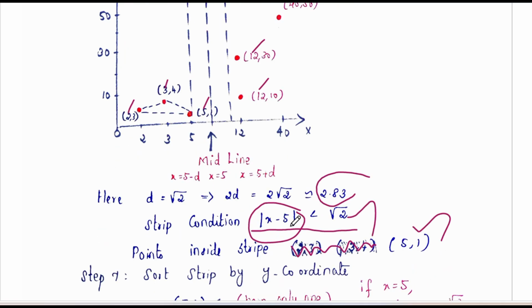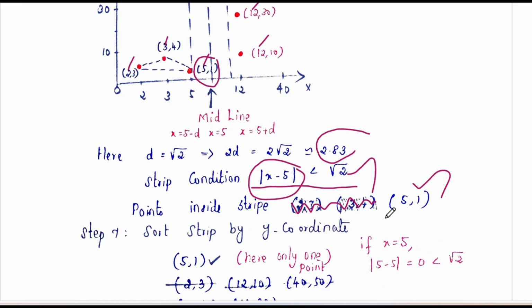So for 3, |3 minus 5| is 2, and this value is not less than root 2. This condition is false, right? So only one point satisfies this condition, (5, 1), because the x value is 5. So 5 minus 5 is 0, and 0 is less than root 2. This satisfies the condition, so only this point lies inside the stripe. Likewise we find the point here.